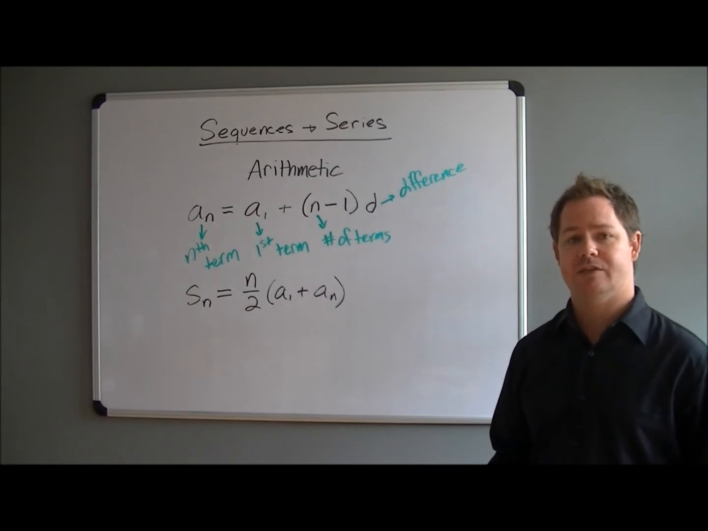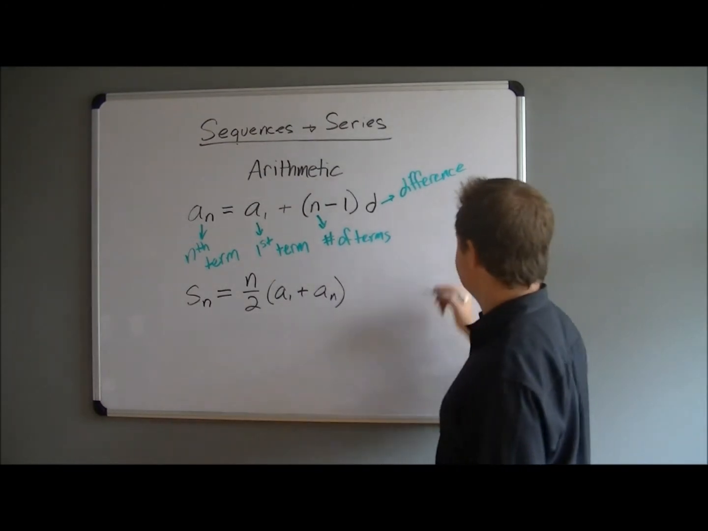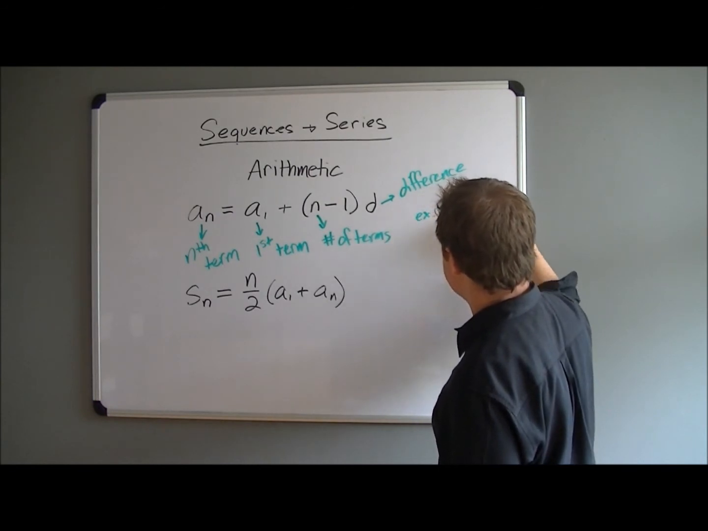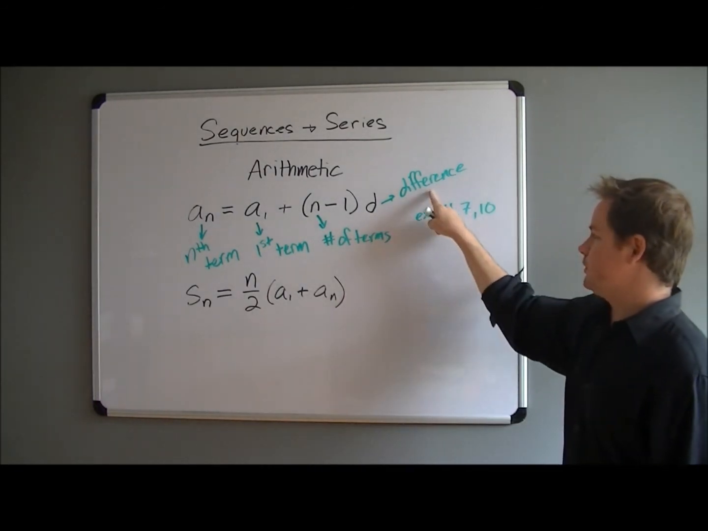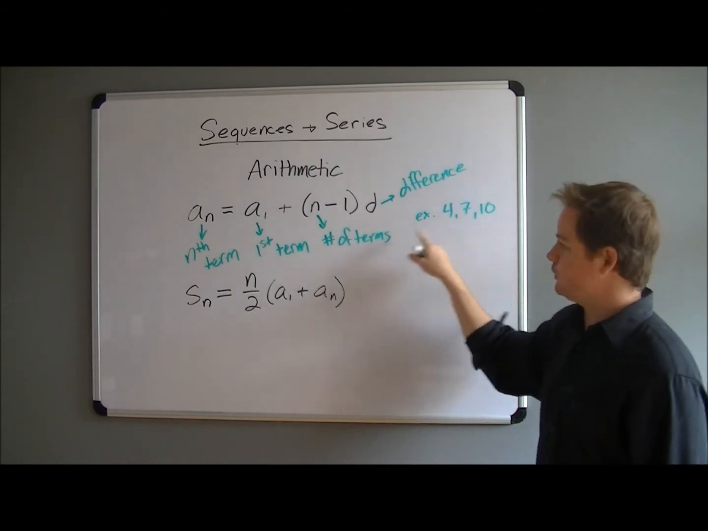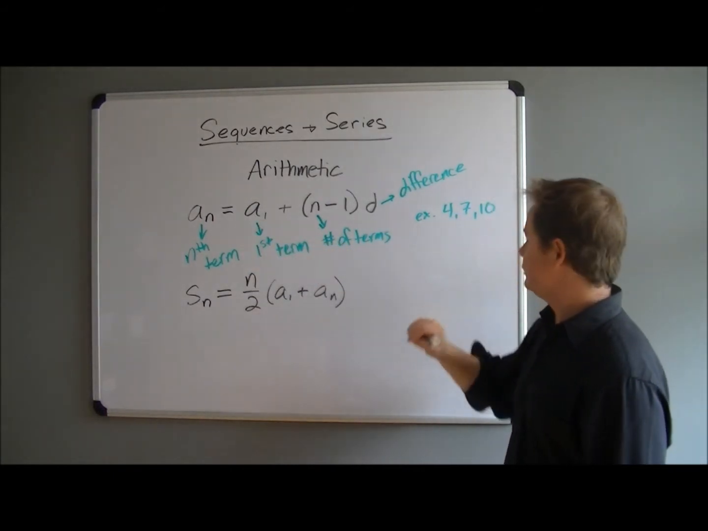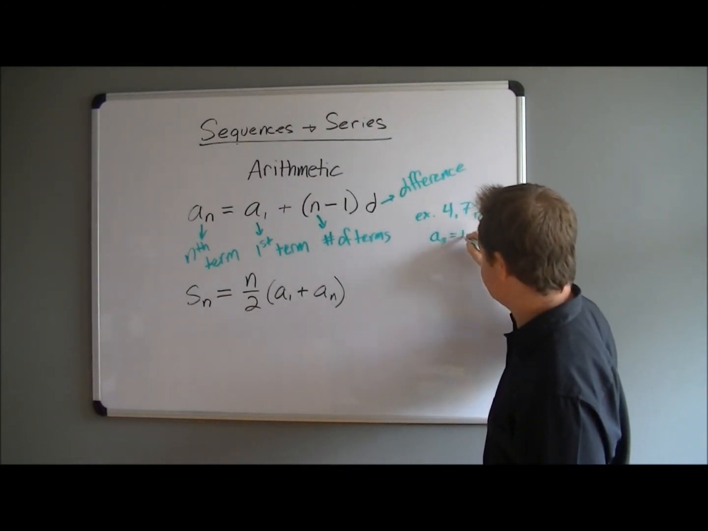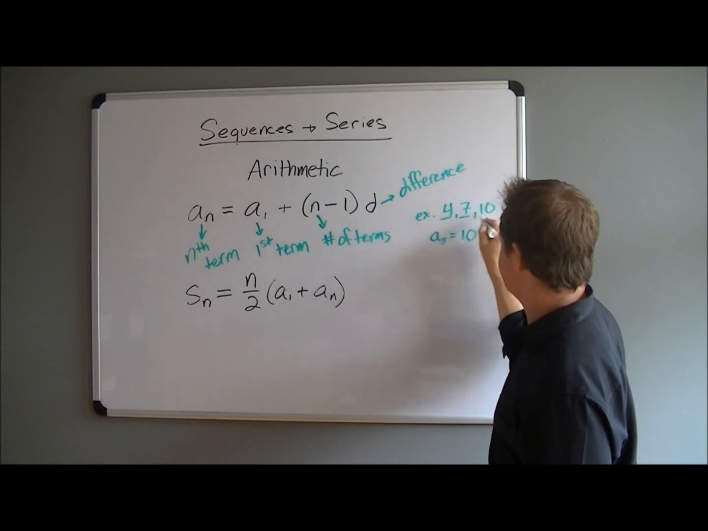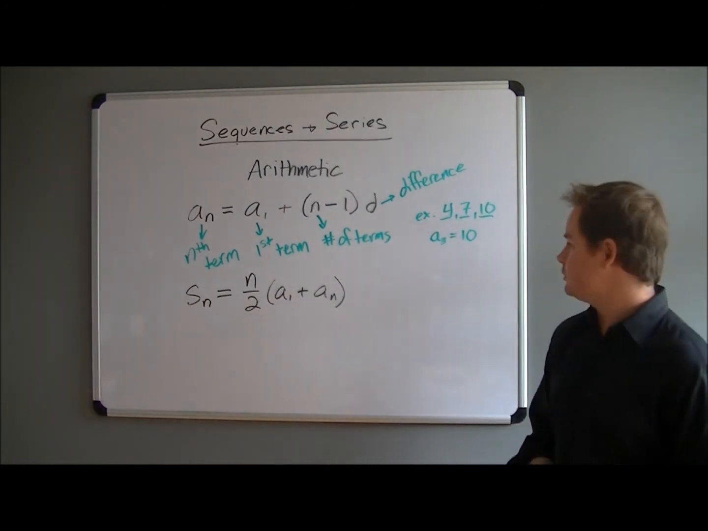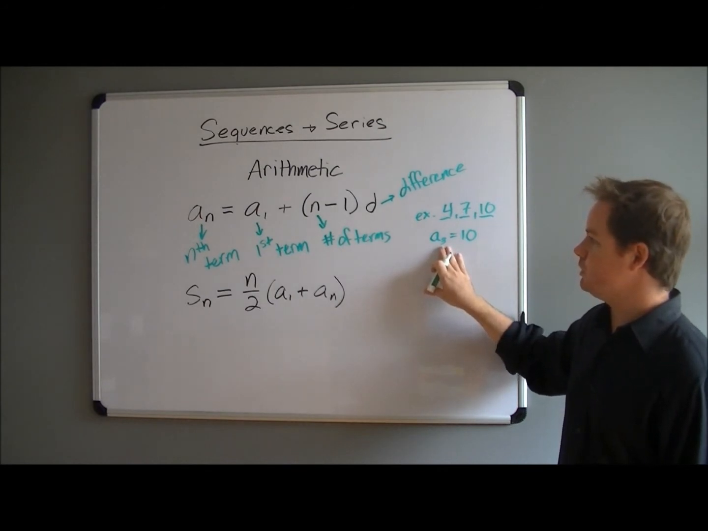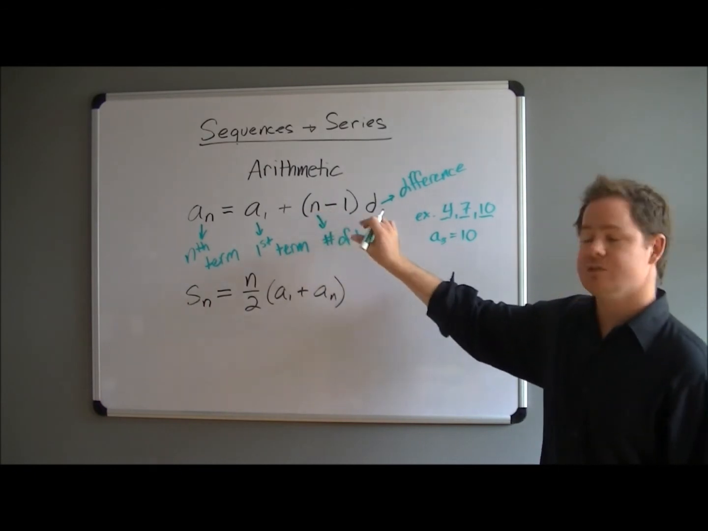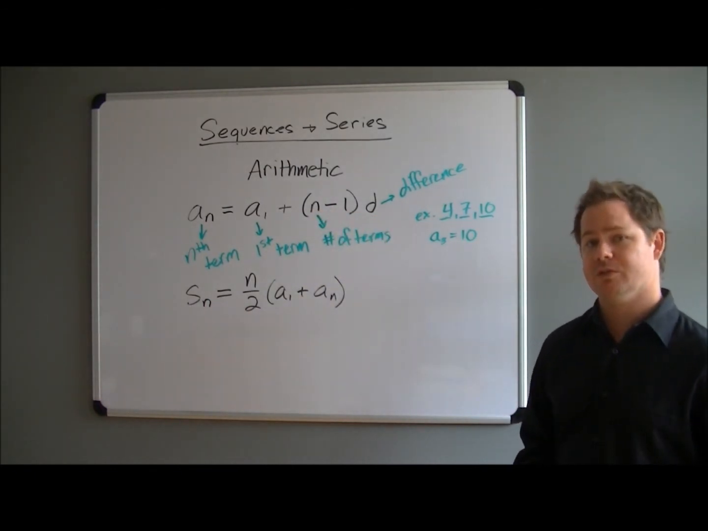between terms. So that difference, for example, if your sequence, and we'll put a small example right here, if your sequence was 4, 7, 10, then the difference would be 3. Your first term would be 4. And if you were asked, let's say, a sub 3, in this case, would be 10, because that's your 3rd term in the sequence. So when you're asked for a specific term, to calculate that, you're plugging in your first term, the total number of terms, and the difference into this formula for an arithmetic sequence.